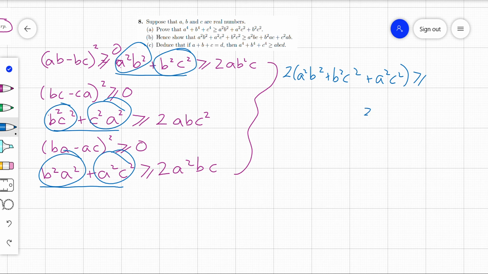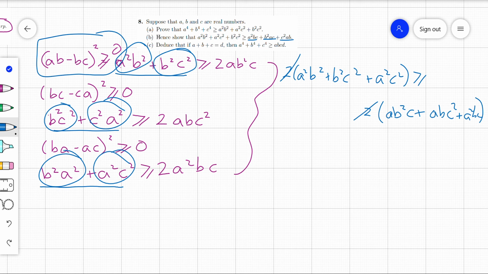And then on the other side, sorry, working so bad, I'm adding 2 lots of AB squared C, ABC squared, and A squared BC. So we've got A squared BC, B squared AC, and C squared AB, putting the squared term first. But we would get that now if we just divide both sides by 2. So then we're going to get that. That was all based on these squares being greater or equal to 0. So hopefully when you come across that again, you can recognize what we have to expand out. Now C says deduce that.